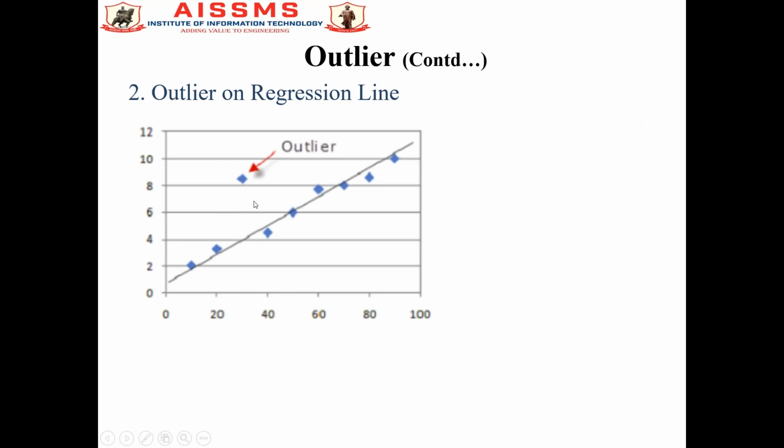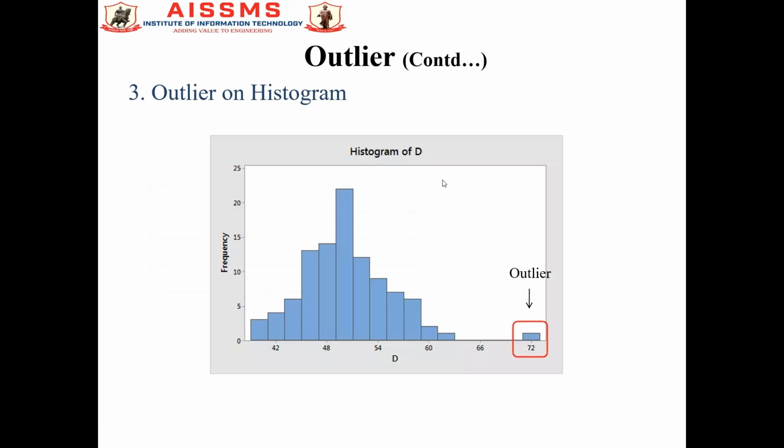Outliers can also be found by using the regression line. This is the regression line, which can be plotted using the equation y = mx + c. If our data point is not falling on this regression line, as you can see in this diagram, then it can be treated as an outlier and can be discarded.